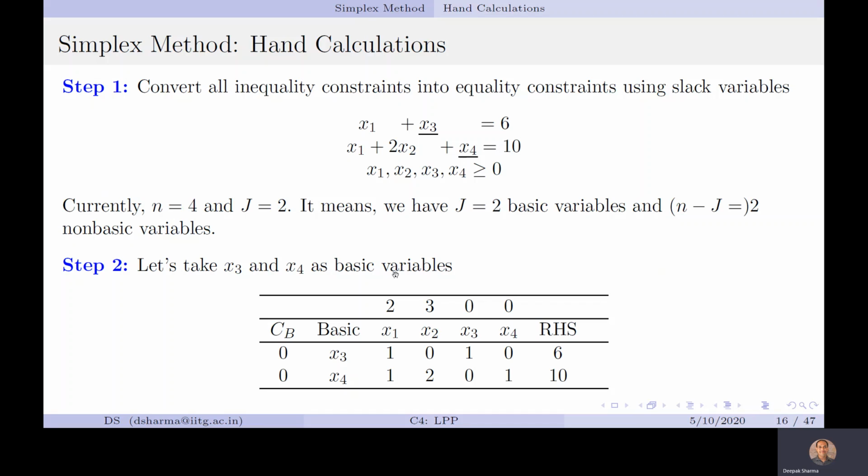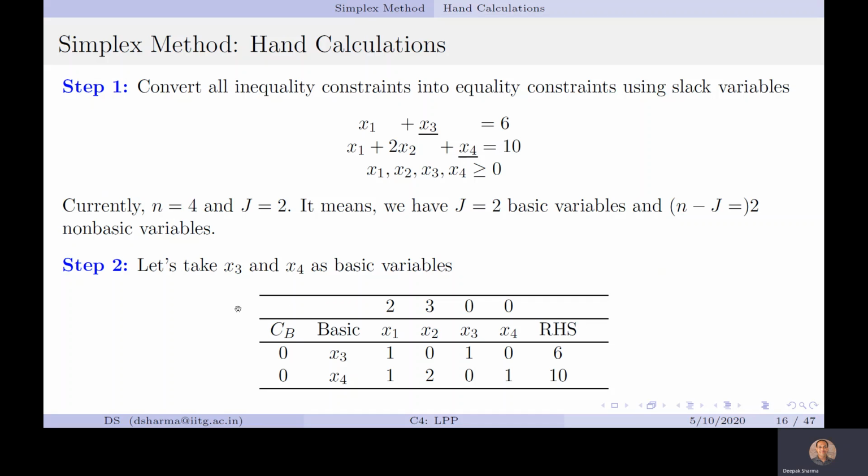Now we are drawing the table. Now you can see this table. In this particular table, let us start from the second row. In the second row, first we draw the column corresponding to CB, which is the cost coefficient. Then we have the basic, meaning what are the basic solutions. Then we will be writing the coefficients of x1, x2, x3, and x4 in both the constraint equations. And then RHS, meaning right hand side, the right hand side of the equality, we are going to write.